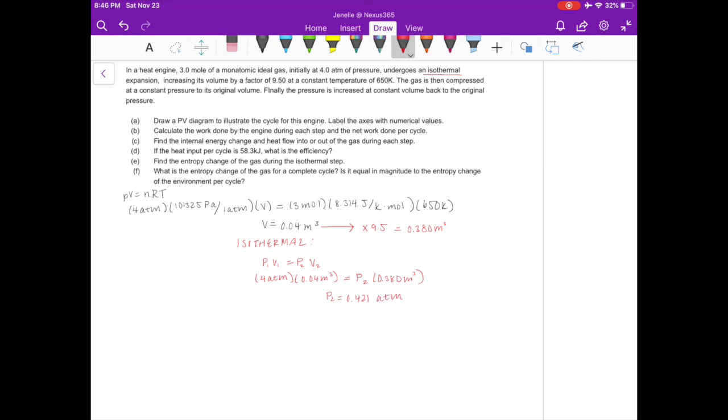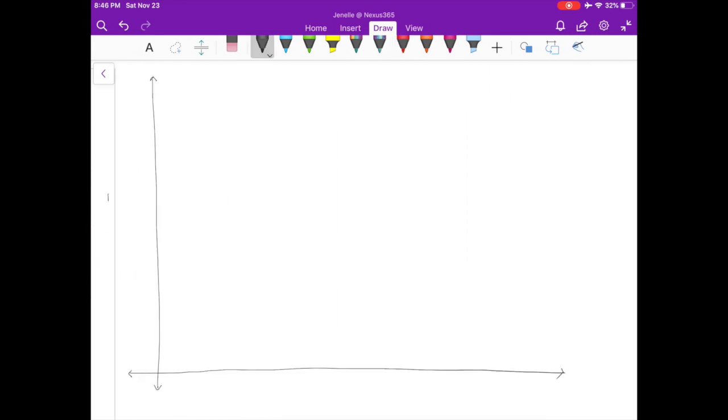Knowing this information, I want you guys to pause the video here so that you guys can have a chance to draw your own PV diagram. Okay, so our y-axis is going to be pressure and our x-axis is going to be the volume. Let's also mark our 2 points of pressure that we know. So there is one at 4 atm and one at 0.421 atm. Let's do the same for volume. So our initial volume is going to be 0.04 and it's going to go to 0.38 in the second step.